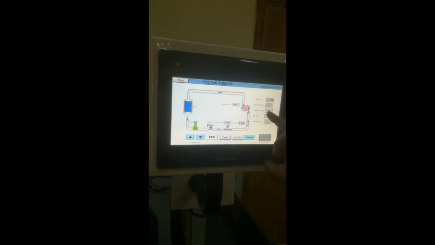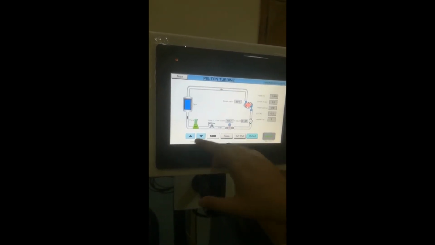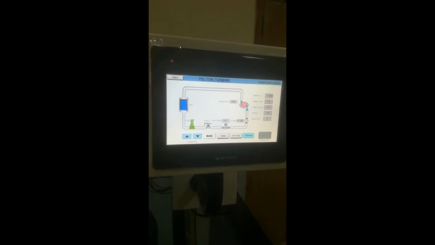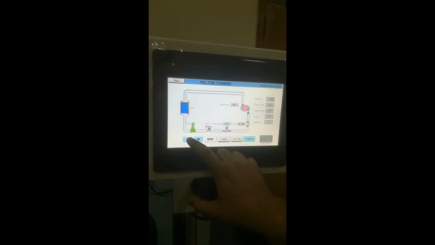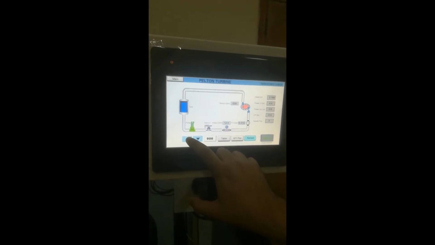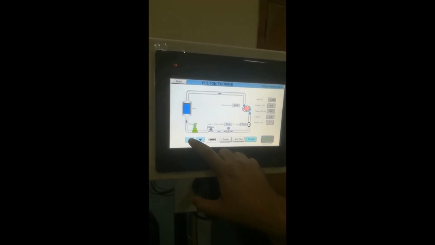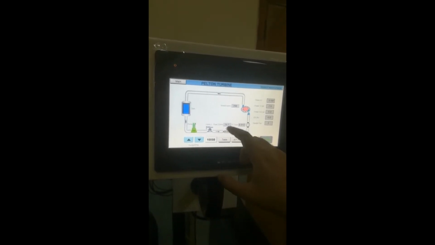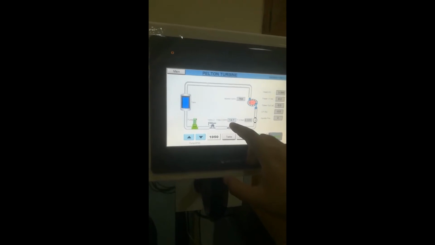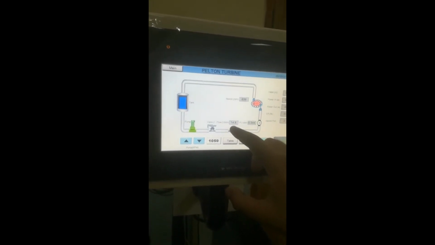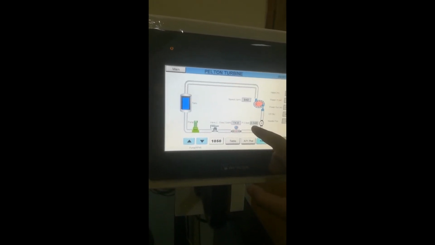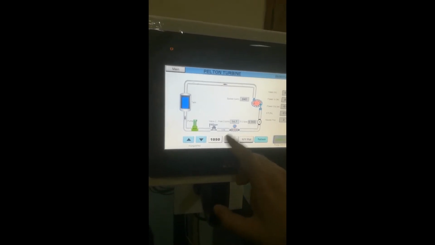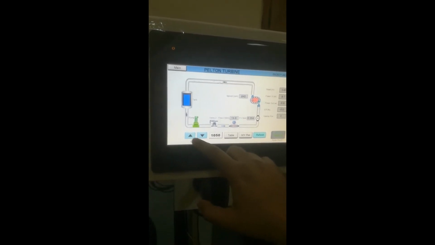Take some time so that it becomes stable. It shows the flow. At this time it is 14.7 liters per minute, and it shows the pressure in bar, 0.351. At this time I am increasing the RPM.